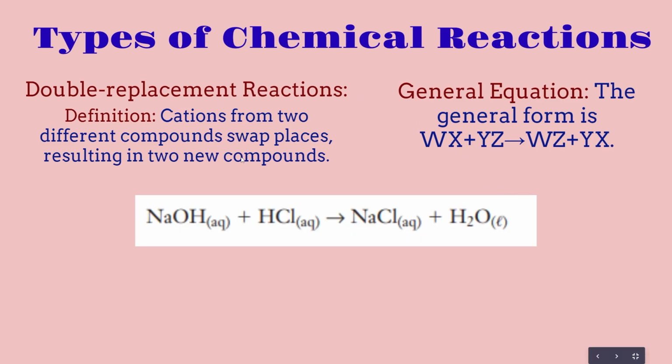For the example, the one that we're going to take is sodium hydroxide plus hydrochloric acid is equal to sodium chloride plus water. The way that we get this, if we think about it in terms of the general form, W is sodium, and then X is hydroxide, and then Y would be hydrogen, and Z would be chlorine. When we combine W plus Z, that would be sodium chloride, and for Y we have hydrogen and then we have hydroxide, and when those two combine we get water. So that's basically the double replacement reaction.